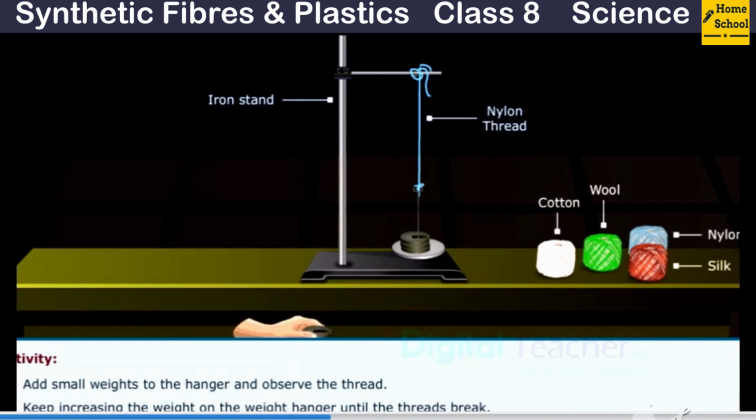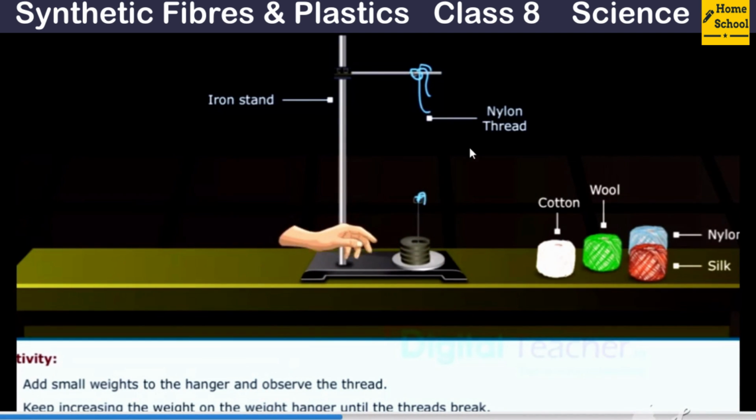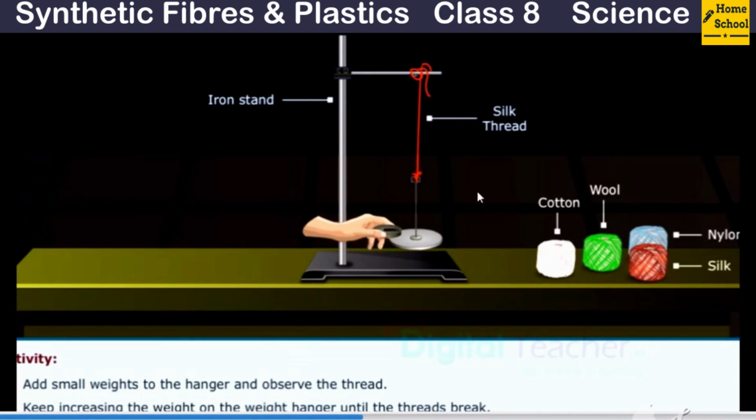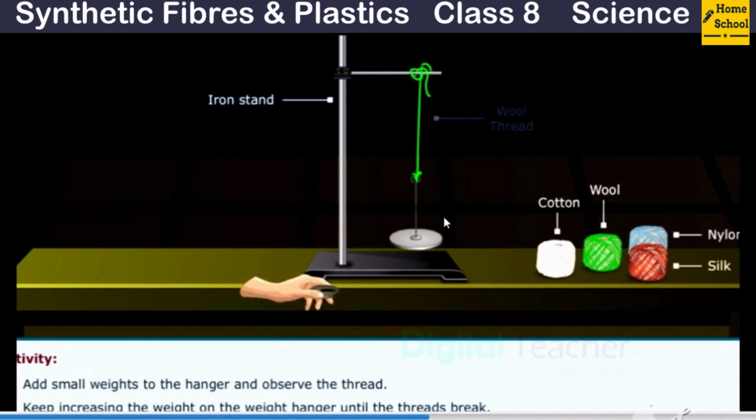Then he's adding a fourth weight, and now it is getting broken. So on adding 4 weights, nylon got broken. Silk, this is our silk thread. We know silk is quite stronger than cotton. Let's see. On adding the third weight, silk thread got broken.